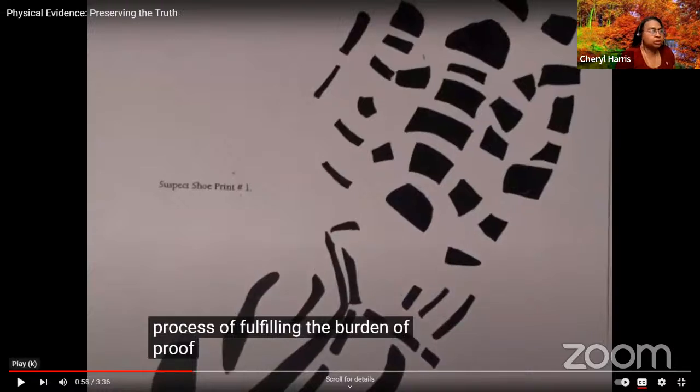All right, I did want to stop it there. That was part of your purpose. It's designed to fulfill the burden of proof. Remember, all this is being taken to court. So the whole point of collecting evidence is not just to collect evidence, but so that you can take it to court, line it up against your suspect, and actually succeed because you've collected it properly.